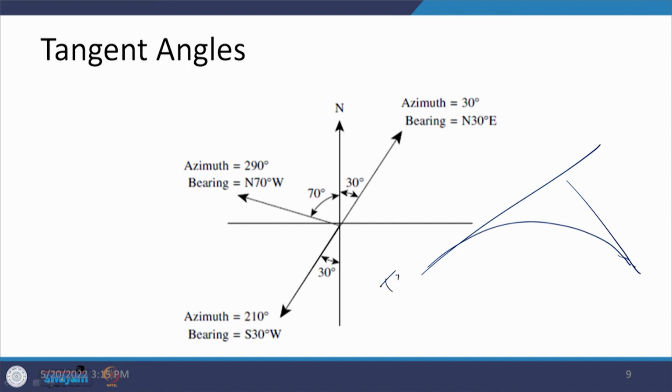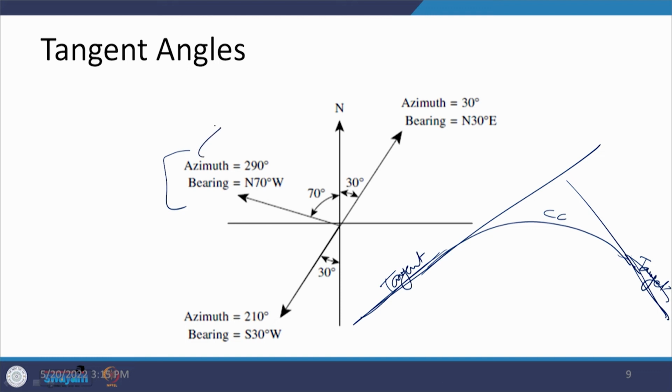So, I have a tangent here and a tangent here, and this is my circular curve. Now, these tangents are going to be defined by the direction in which they are moving, and these directions can be defined in two ways. One is azimuth, another one is bearing.